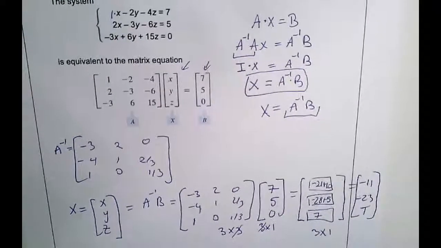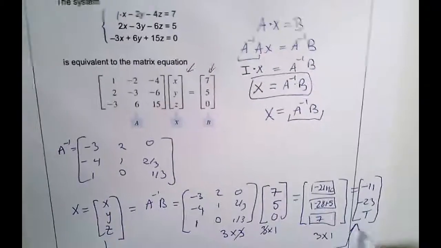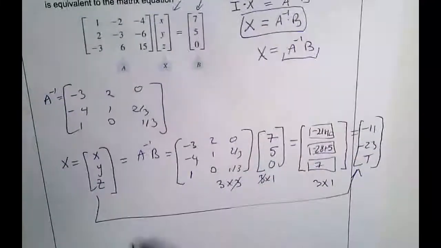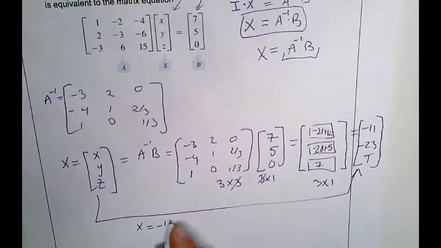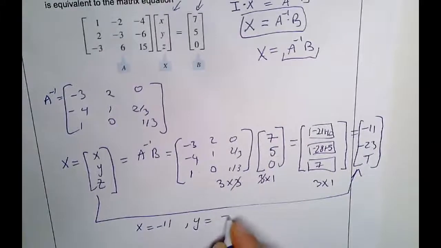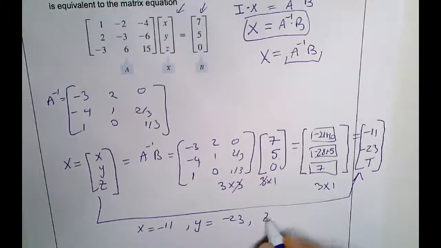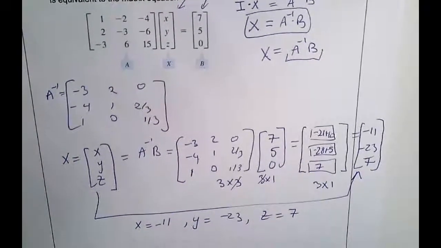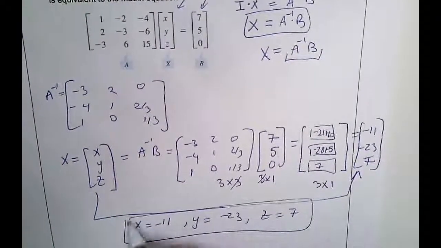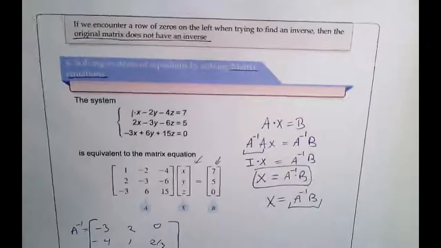So we solve the system. This is the value for x, y, and z. X is negative 11, y is negative 23, and then z is 7. So this is how we solve a system of equations using inverses.